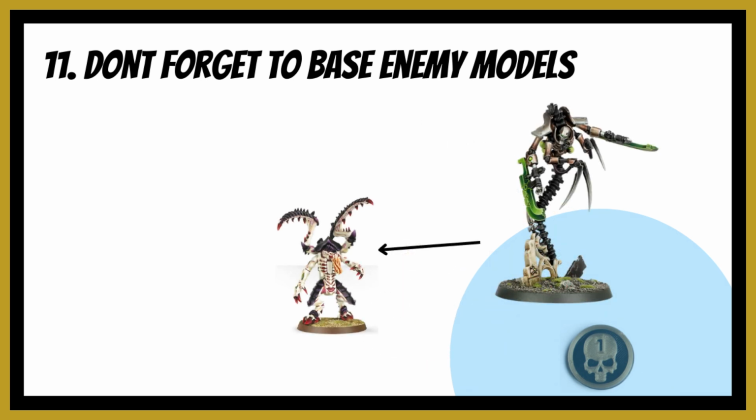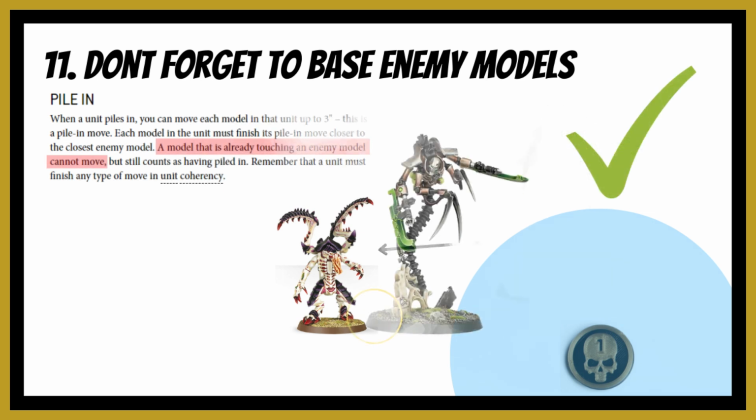So what the Necron player in this case should have actually done is as follows. When they've made their charge move, they simply go base to base while still holding the objective. And if you read the pile-in section of the core rulebook, a model that is already touching an enemy model cannot move. So when it's the Lictor's turn to pile in, providing that it's still alive, it cannot make any movement whatsoever, therefore it cannot be jumping onto that objective.